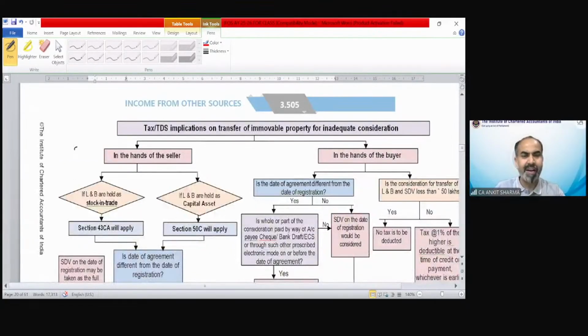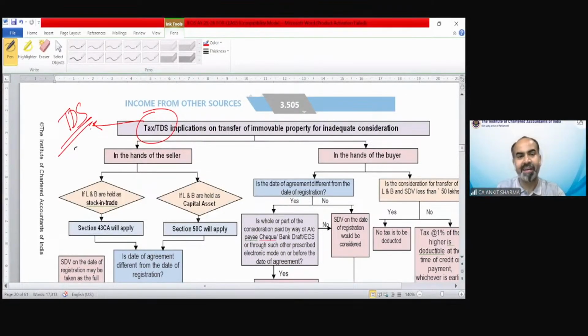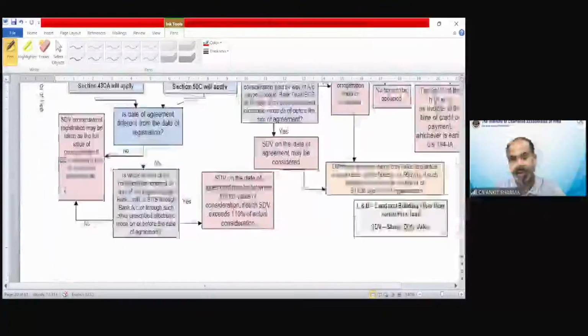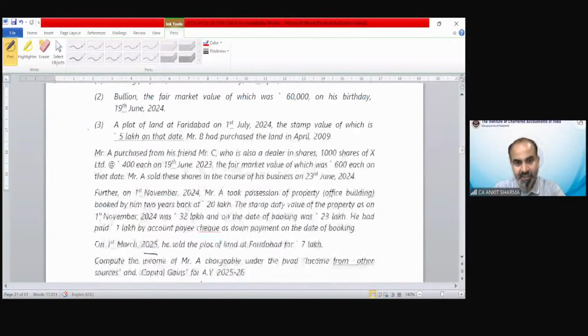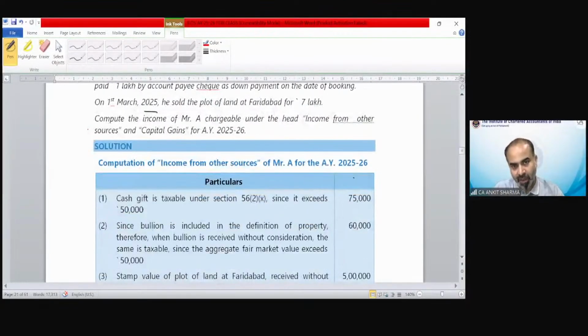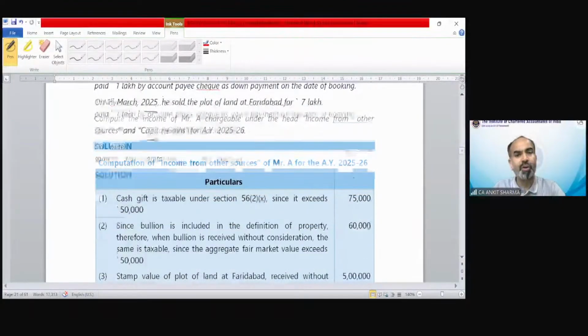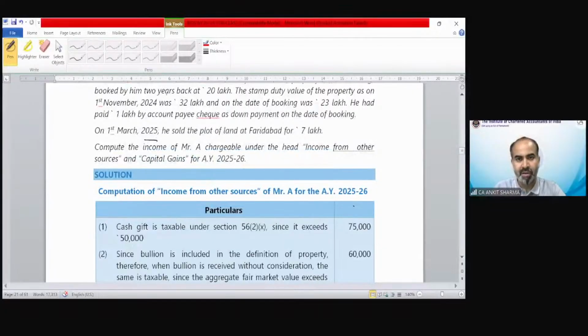This is a chart regarding TDS and tax implication. So we are going to discuss this under the TDS chapter, not over here. This is regarding the TDS concept. So we have to discuss this topic in the TDS topic. Illustration we will take in the second session. First of all, we have to cover the provisions. Then we'll move on to the illustration part.